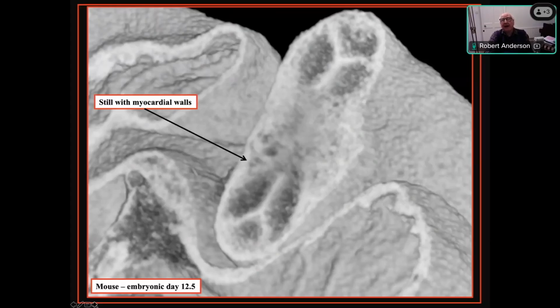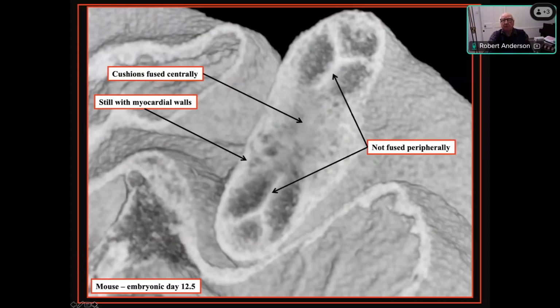It still has its myocardial walls. But in the center, the cushions have fused with each other. More distally, they've fused with the aortopulmonary septum. So they've separated the central part into what will be the aortic and pulmonary roots. But more peripherally, the cushions have not fused.